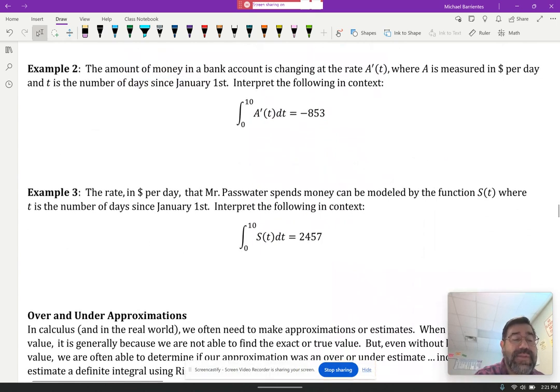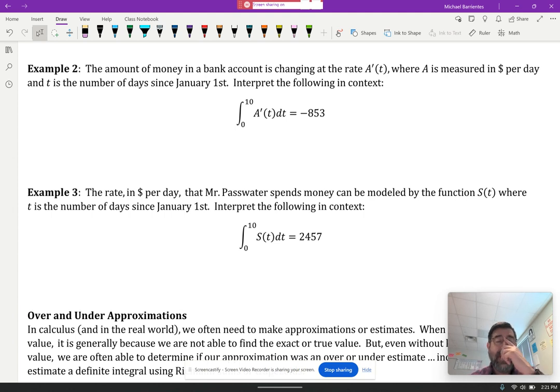And so as we look at these two examples, I just want to point out that the context is important. So always read and think about what is it that they're talking about. And then the second part is use that idea to interpret what the statement should be. So in example 2, the amount of money in a bank account is changing at a rate of A prime of t, where A is measured in dollars per day and t is a number of days since January 1st. Interpret the following in context.